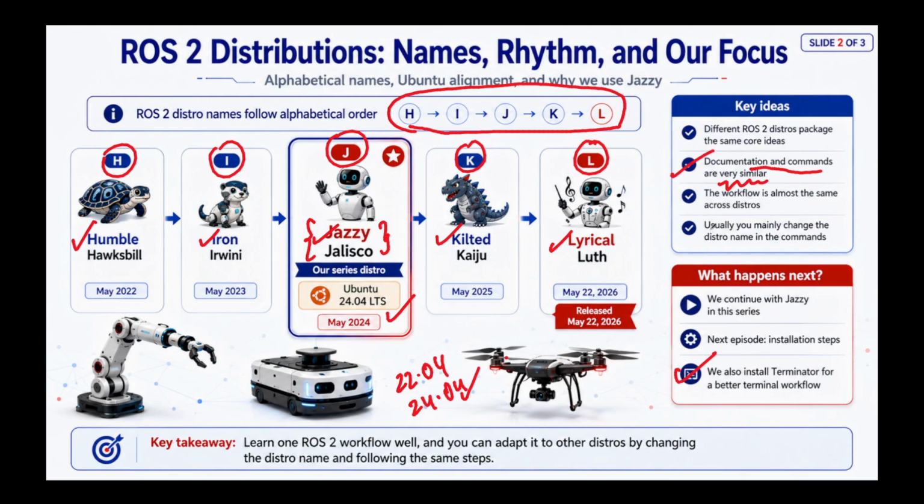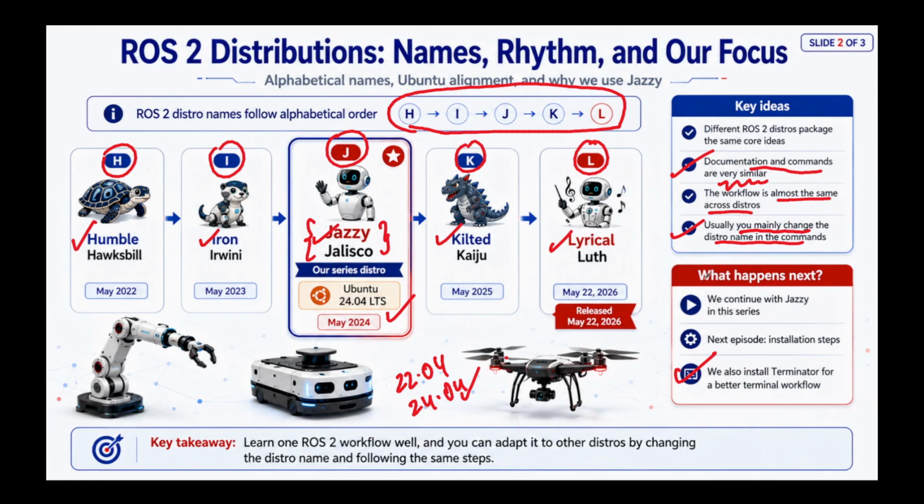Think of it like learning to drive one car. Another car may have a different dashboard, but the general driving principles remain the same. Similarly, if you learn Jazzy, for some commands we have to replace Jazzy with Humble or some new distribution name. That's it. But most of the things remain the same.